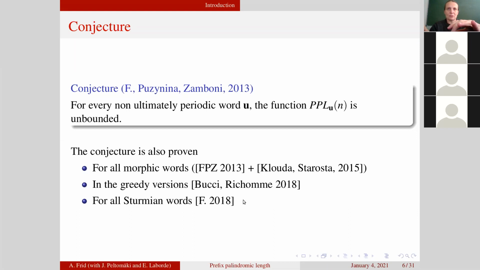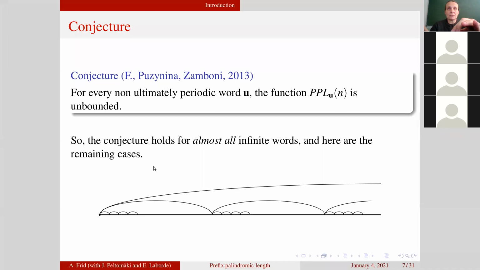And in fact, in some sense, the conjecture is proven for almost all infinite words. The only remaining case is when we have long powers and then some longer powers of another level and then some longer powers of another level and many, many, an unbounded number of layers like this.